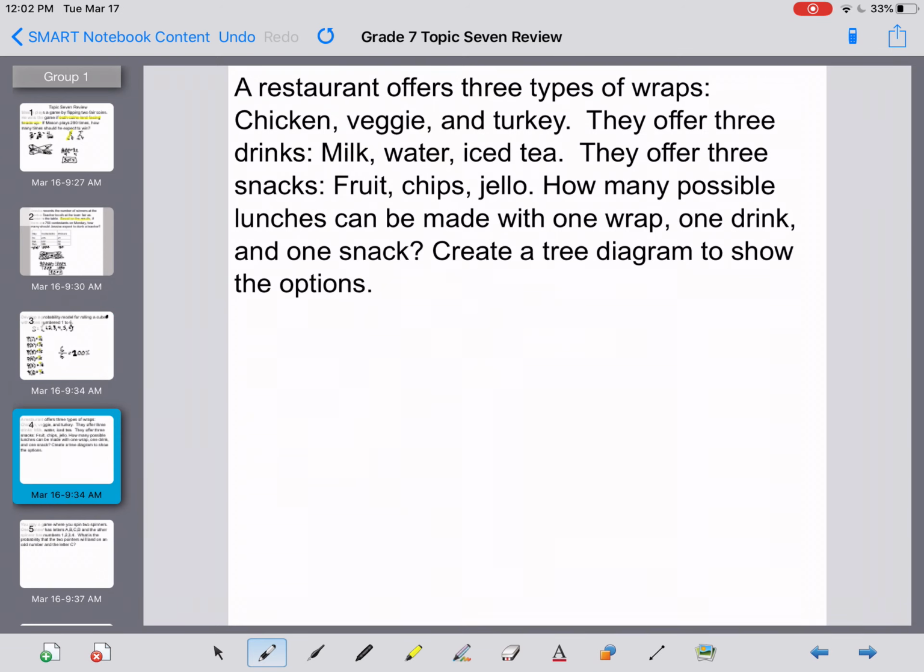A restaurant offers 3 types of wraps: chicken, veggie, and turkey. They offer 3 drinks: milk, water, iced tea. And they offer 3 snacks: fruit, chips, and jello. How many possible lunches can be made with 1 wrap, 1 drink, and 1 snack? Create a tree diagram to show the options. Take a second to copy down the question.